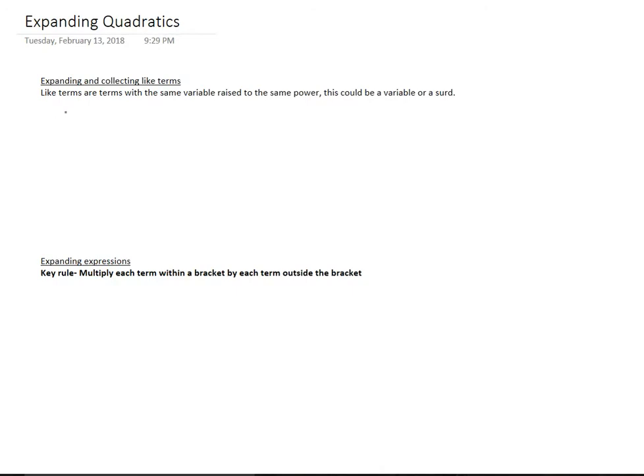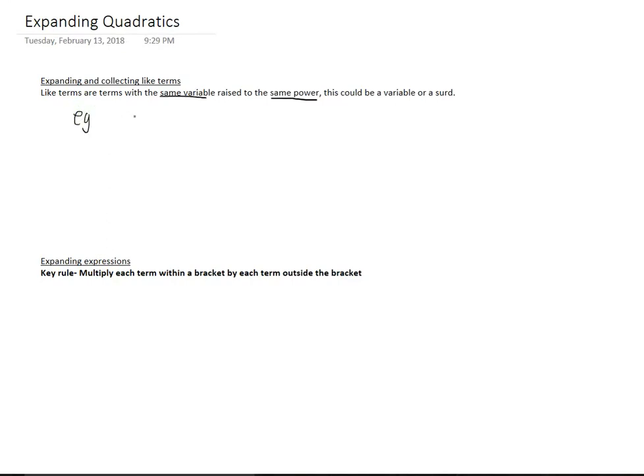First off is the expansion and collection of like terms. Like terms are terms with the same variable raised to the same power. That's really important there. It always has to be the same power if they're going to be like terms. This could be a variable or a surd. So we'll go through a couple of examples here.